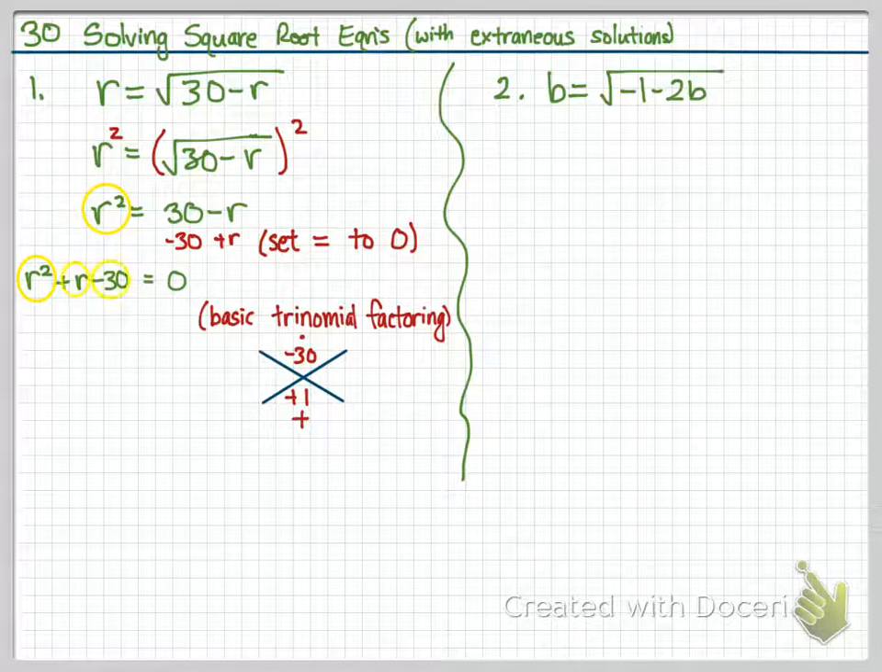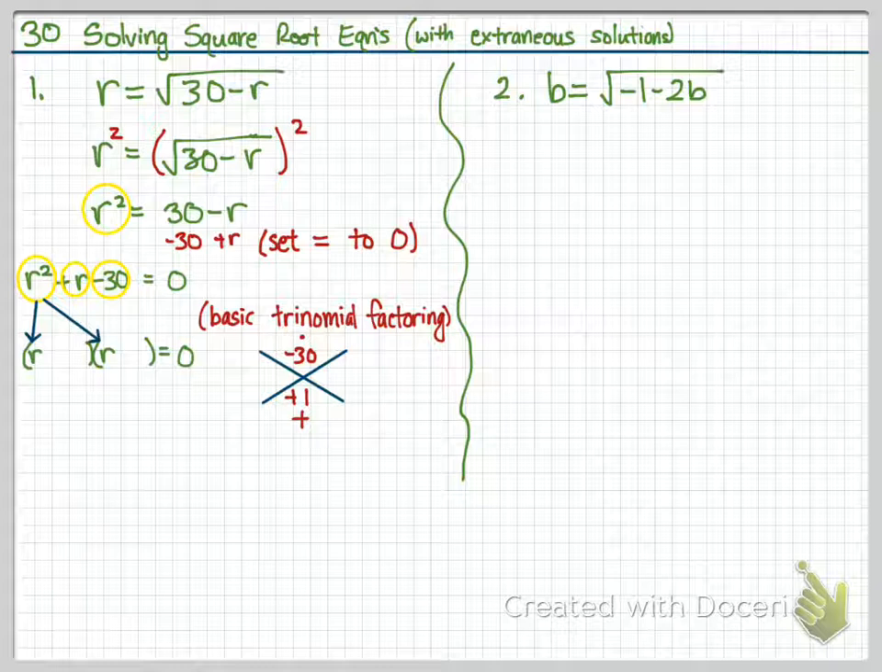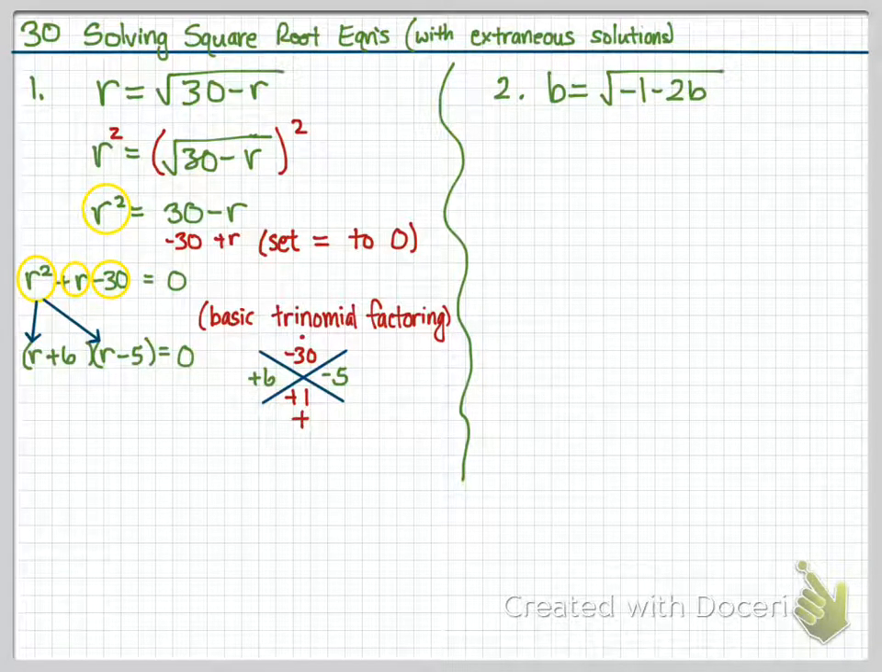R squared will split up into r and r. The plus 1r and the minus 30, well, we put into the x box, and you've got to find two numbers that multiply to be negative 30 and add up to be positive 1. So the two numbers that do that are plus 6 and minus 5. And you put those two numbers into the parentheses. Boom. And it's like a lock and a key. For those two numbers, negative 30 and 1, only positive 6 and negative 5 will work.